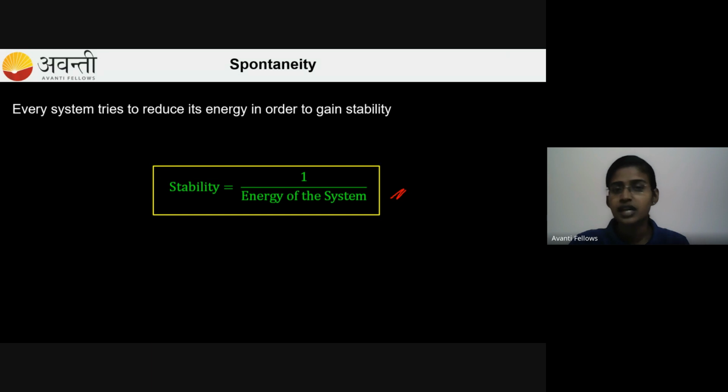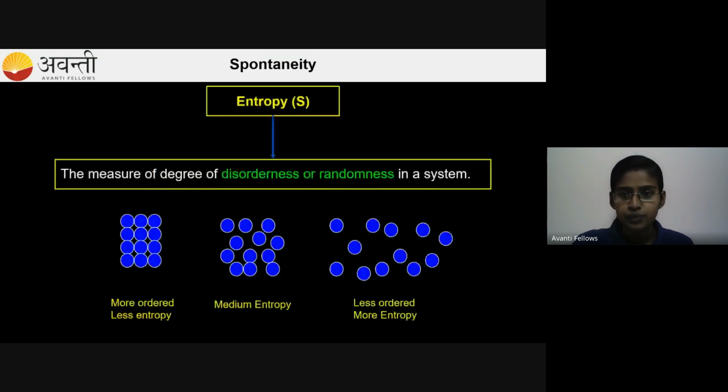So what is the criterion for a compound or a process to be more stable? The energy of the system should be very, very low. Okay, this is the first criterion. Now coming to entropy.